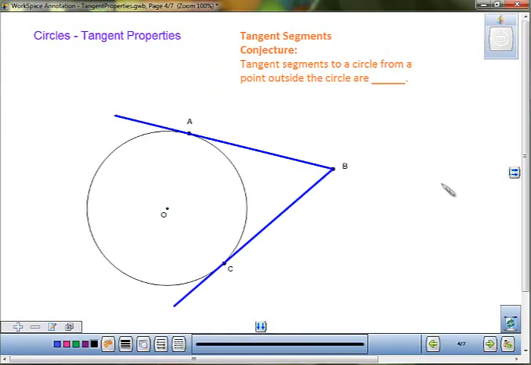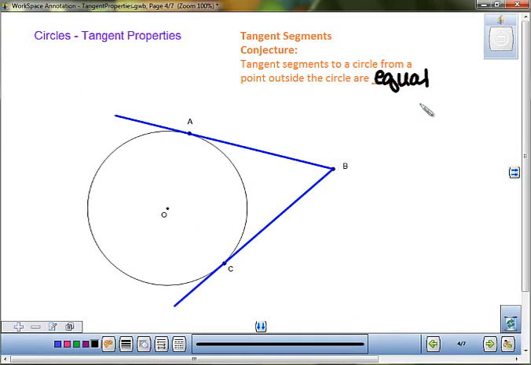If you have 2 tangents outside a circle that meet at a point outside the circle, okay, the tangent segments to a circle from a point outside the circle are equal or congruent. They are the same distance from the circle. So here, the distance from A to B is the same as from C to B.